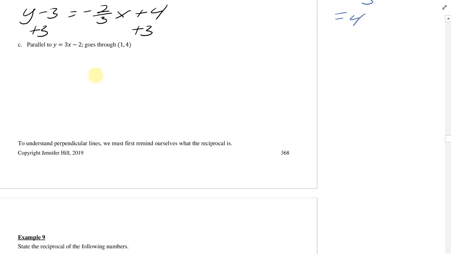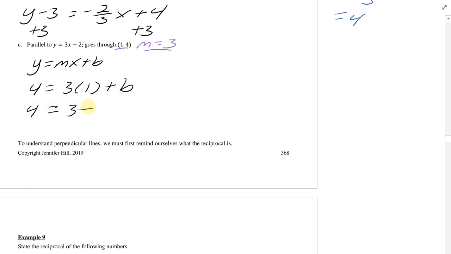And now for this last one, I'll use again my y equals mx plus b form. I'm just going back and forth. The slope that I need, I just want to note, is m equals 3. So I've got my point, I've got my slope. Now I can plug all this information in. So I get 4 equals 3 times 1 plus b. So 4 equals 3 plus b. Subtract 3 from each side, I get b equals 1. So then my final equation will be y equals 3x plus 1.